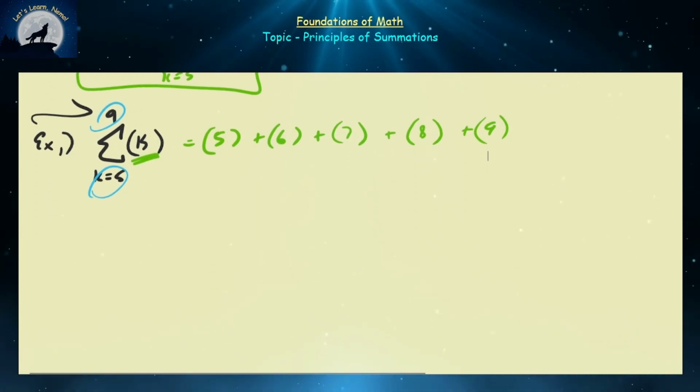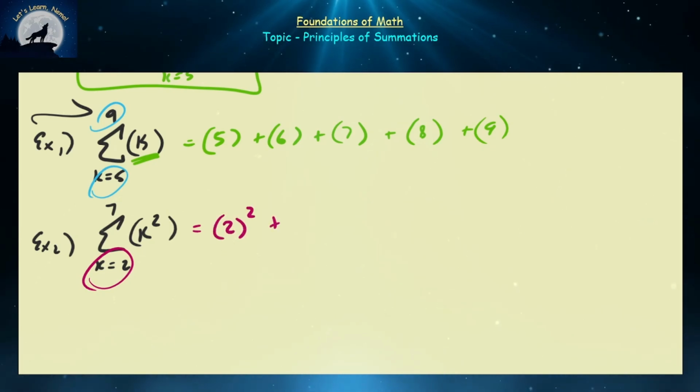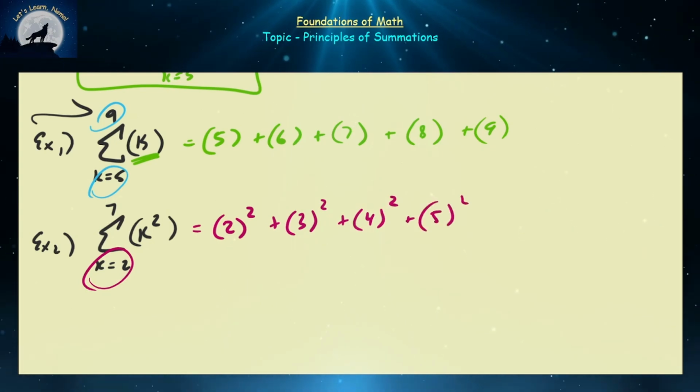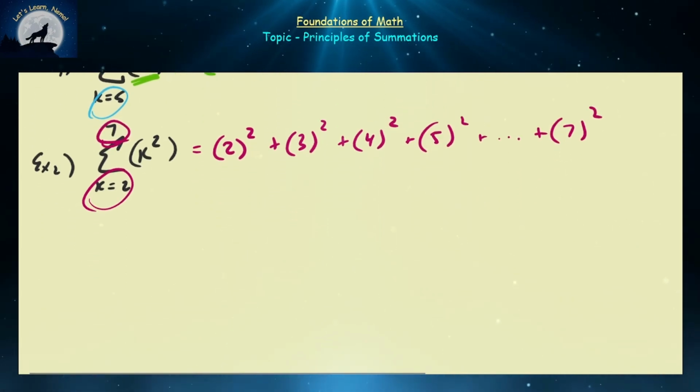Okay? So let's make another quick example. Suppose we have the sum from k is equal to 2 to 7 of k squared. Now we're going to plug in the values of k, then square them, and then add up those squared values. The very first value of k is going to be 2, so we're going to have 2 squared, and then 3 squared, then 4 squared, then 5 squared, all the way down to the last term, which is going to be equal to 7 squared.